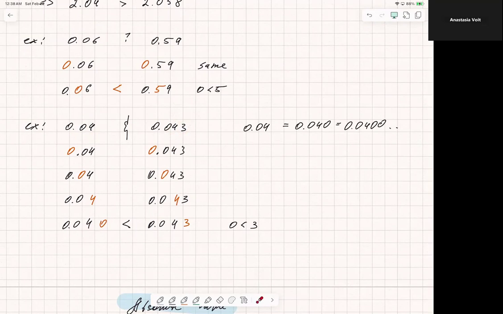So what you can do in this case, you can write our 0.04 as 0.040. And now, since these two are the same values, we compare the next values, which are 0 and 3. And we see that 3 is greater than 0. So this number, 0.043, is greater than 0.04. Okay? So this is how we compare the decimals.